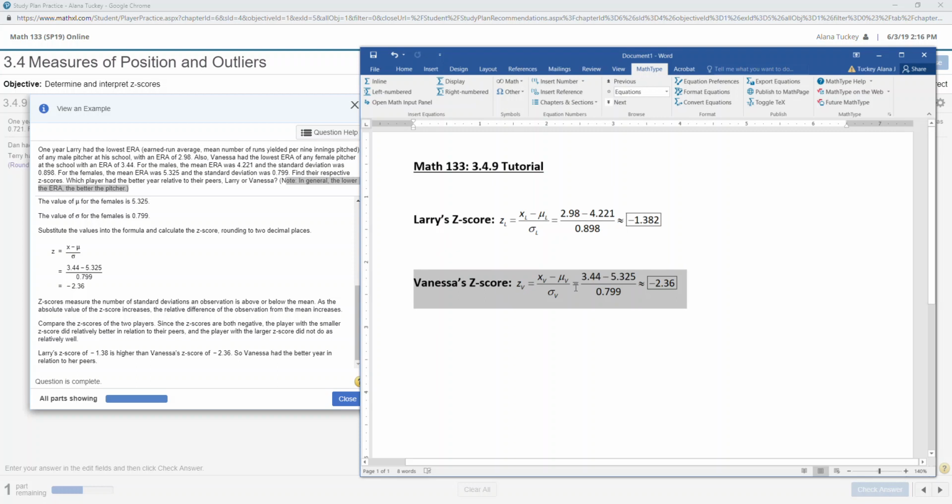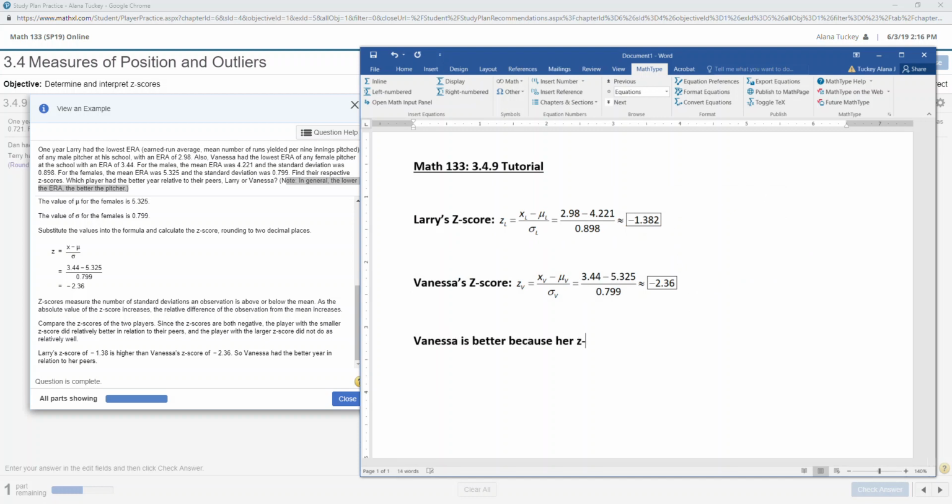Okay, so Vanessa is letting in 3.44 runs per 9 innings, but compared to her peers, that's lower. So who's doing better is actually Vanessa. She's letting in fewer runs relative to her peers than Larry is, right? In general, for a pitcher, the ERA score being lower is better. So Vanessa is better because her z-score is lower. And lower ERA is a good thing.